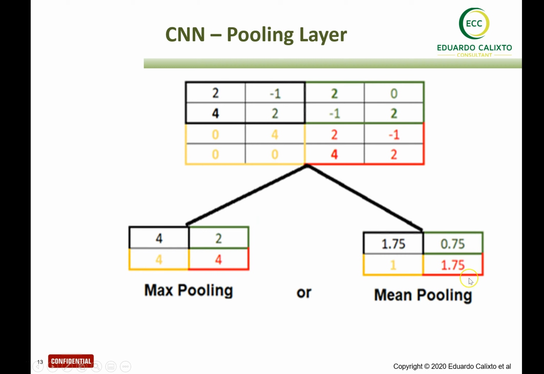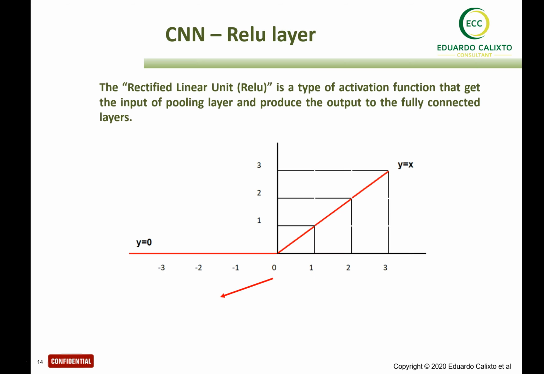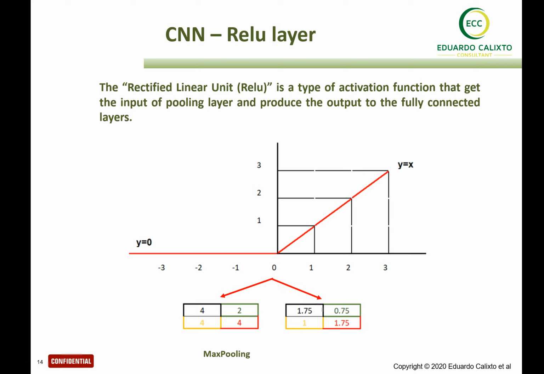Okay, so if you use min pooling, it will be the same. We have no negatives, so it will not put 0. So that's what we have here. If we have min pooling, we get 1.75 for 1.75, 0.75 for 0.75, and 1 gets 1. That is the output for the ReLU layer.